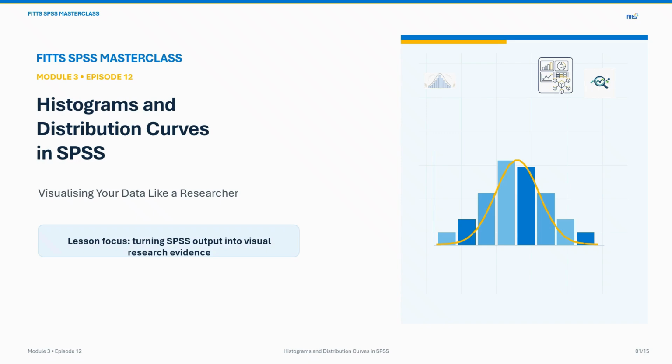We're going to learn how researchers visualize their data using one of the most important graphs in statistics, that is the histogram. More importantly, we will see how adding a normal distribution curve helps us compare our data with what a typical bell-shaped distribution looks like. Remember, our goal isn't just to learn where to click in SPSS. Our goal is to understand what the graphs are telling us.